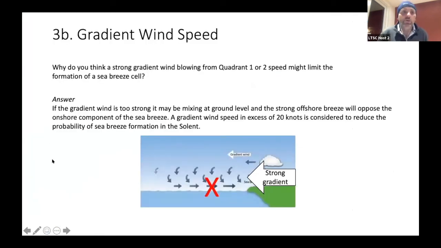So the other thing, and I've put the answer here already, but we talked about this already, is the gradient wind speed. Why do we think a strong gradient wind speed blowing offshore might limit the formation of a sea breeze cell? I think I suggested that earlier: it stops the return breeze coming back in. It'll be in total conflict. And the perceived wisdom is that in the Solent, anything over 20 knots is going to highly reduce the likelihood of a sea breeze.